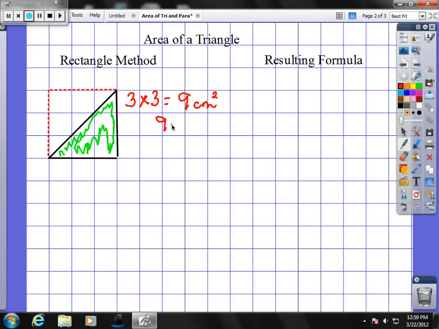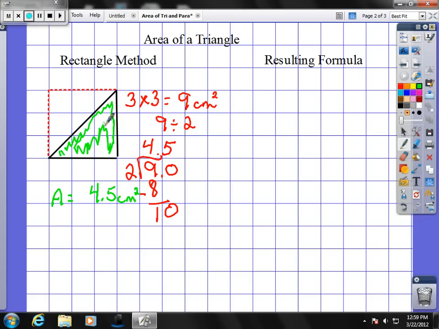So if I take 9 and I divide it by 2, let's do the math here. 9 divided by 2. 2 goes into 9 4 times. 4 times 2 is 8. 9 minus 8 is 1. Add my decimal point and my 0. Bring down my 10. 2 goes into 10 5 times. So we have an area of the actual triangle, that green section, the area equals 4.5 centimeters squared.